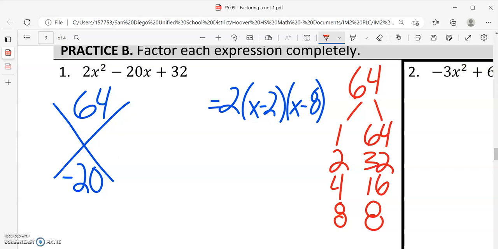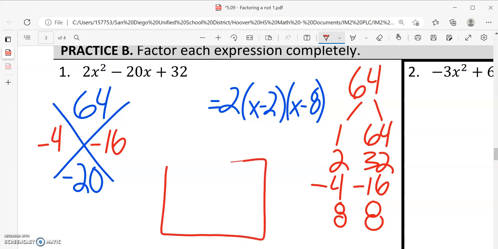Right, so which numbers here add to 20 or negative 20? It'll be negative 4, negative 16, right? And now this is an extra step that we did not do previously. We cannot just go straight into the x minus 4, x minus 16. Because we have an a value that is 2. So now we're going to do this thing called reverse box.